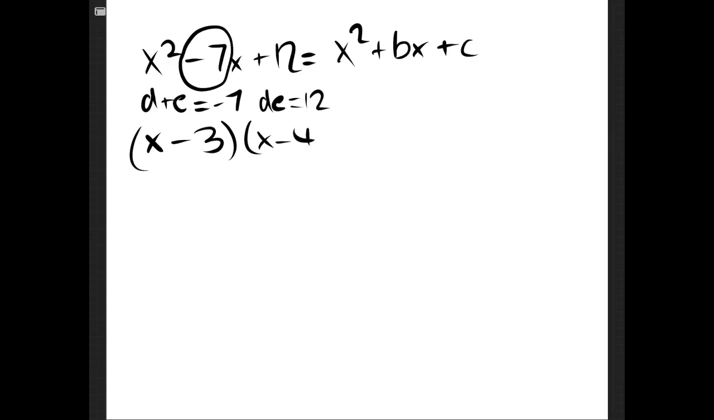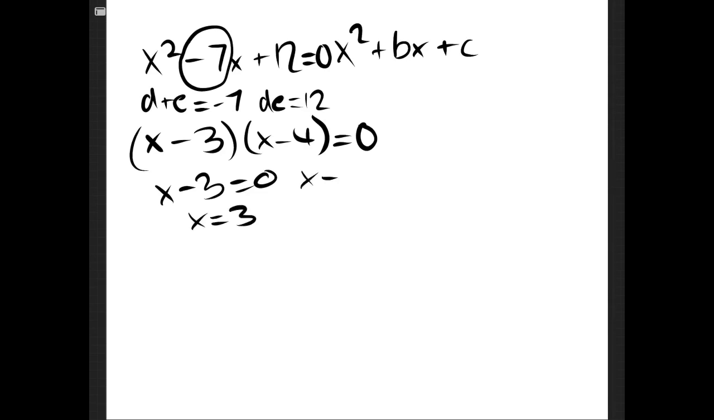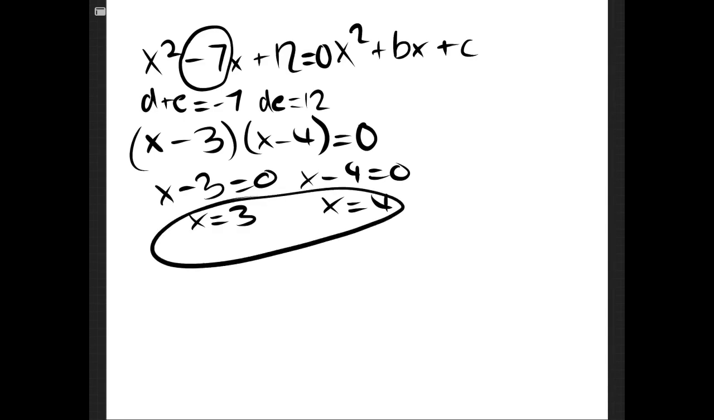And actually this was supposed to be equal to 0. So if we set it equal to 0 and solve this, x minus 3 equals 0, x equals 3, x minus 4 equals 0, x equals 4. And those are our two solutions for this problem right here. And now let's move on to our last example.